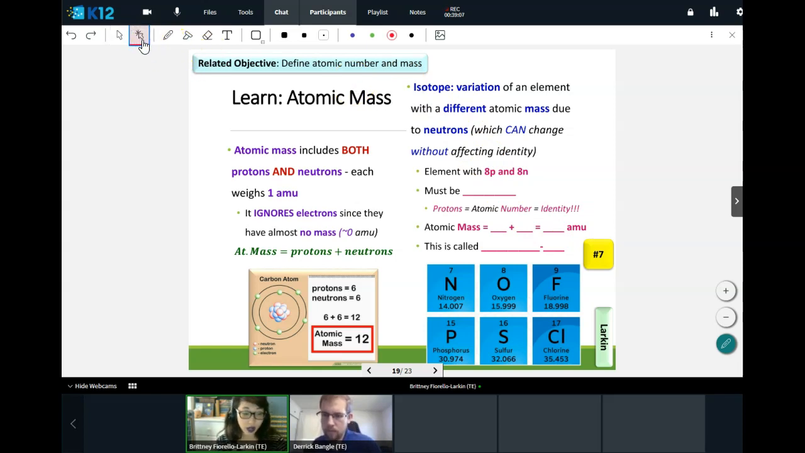Now we're going to talk about atomic mass though, and atomic mass actually includes both protons and neutrons, everything inside of our nucleus, because remember, everything inside our nucleus has mass, specifically protons and neutrons, each weigh 1 AMU. So atomic number is only protons, only identity. Atomic mass, though, is actually both protons plus neutrons.